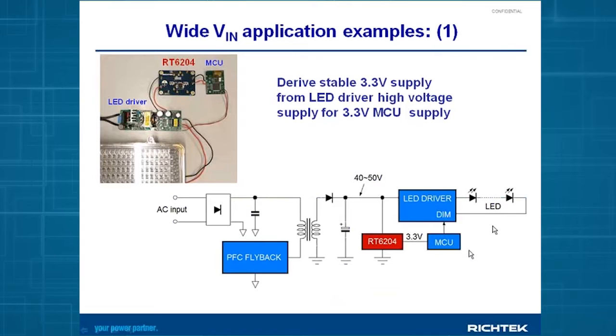The LED driver also needs a dimming control, and this is normally done by either an MCU or maybe a Zigbee module with a wireless module on board. And this module needs a 3.3 volts bias supply. In this case, because this supply maybe is using 100 milliamps, you cannot use an LDO to step 50 volts down to 3.3 volts because it will become too hot. So in this case, RT6204 is a very nice solution to have an efficient step down to provide a nice low voltage supply for your MCU in an LED lighting application.